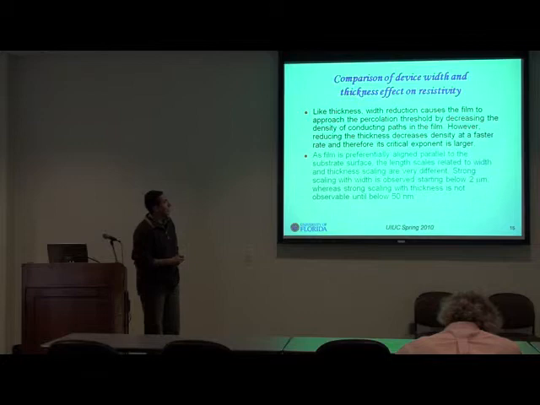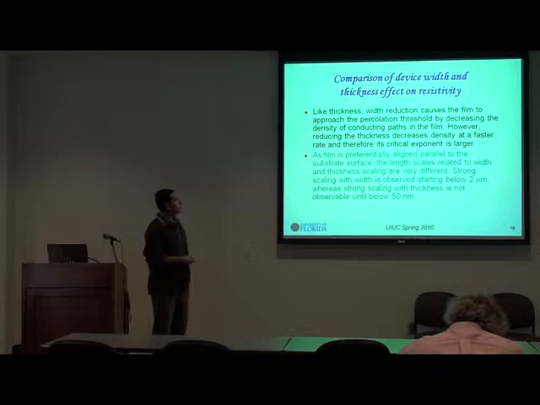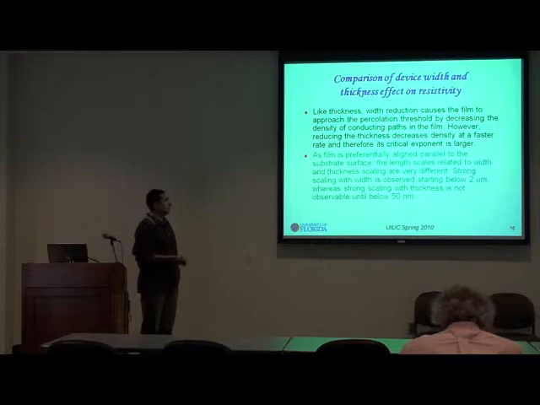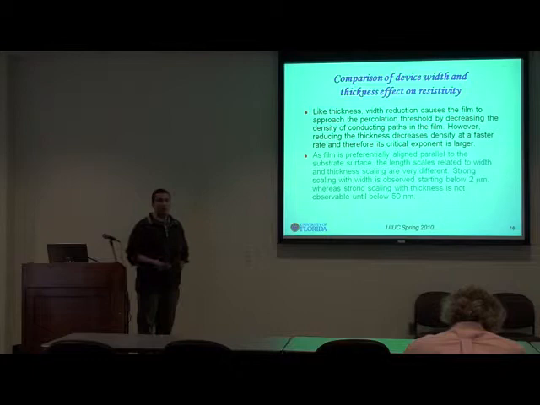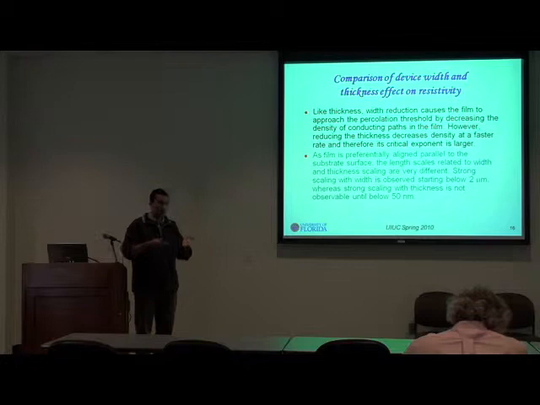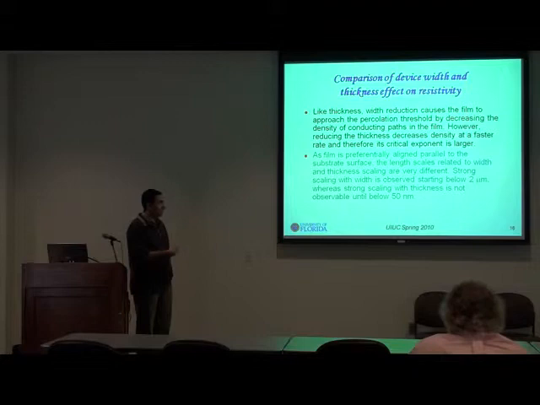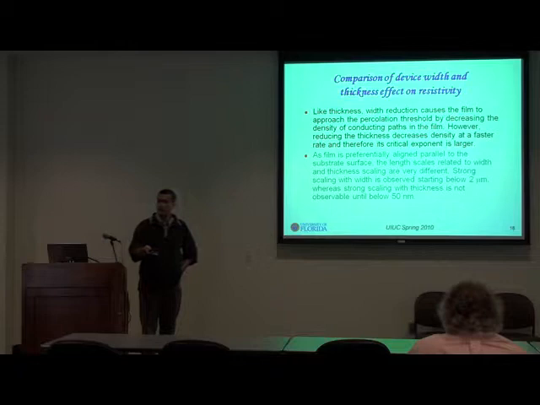There are also 2 other differences when you compare the effect of thickness and the effect of width. One is that, like thickness, width reduction causes the film to approach the threshold by decreasing the density. However, thickness decreases density at a faster rate compared to the width effect, because you are removing layers of film, and so you approach the threshold faster. The other difference is that the length scales at which these effects show up are very different. For thickness, we had to go below 50 nanometers to see an increase in resistivity. For the width, it's 1 or 2 orders of magnitude above that. When we go below 2 micron or so, we see that effect. So the scales are very different.